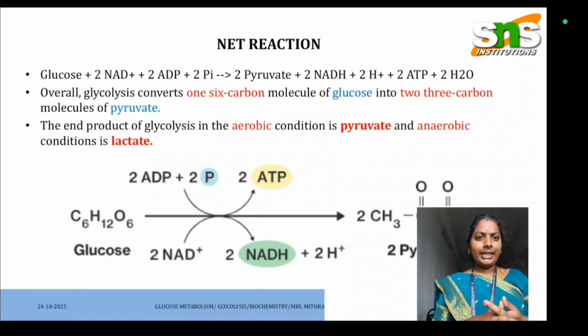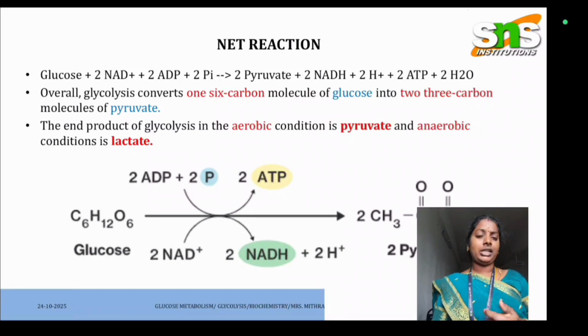So among the 10 steps, glucose gets converted into pyruvate, and the final net reaction involves the following: glucose plus 2 NAD (nicotinamide adenine dinucleotide) plus 2 ADP (adenosine diphosphate) plus 2 phosphate groups. So these are all the substrates which are converted into products such as 2 pyruvate molecules, 2 NADH molecules, plus 2 hydrogen ions, plus 2 ATP (adenosine triphosphate), and finally 2 H2O.